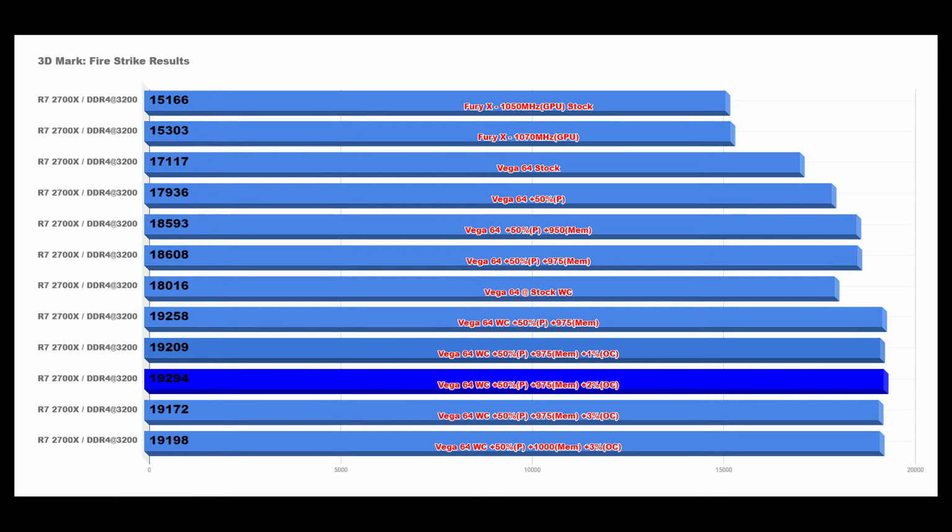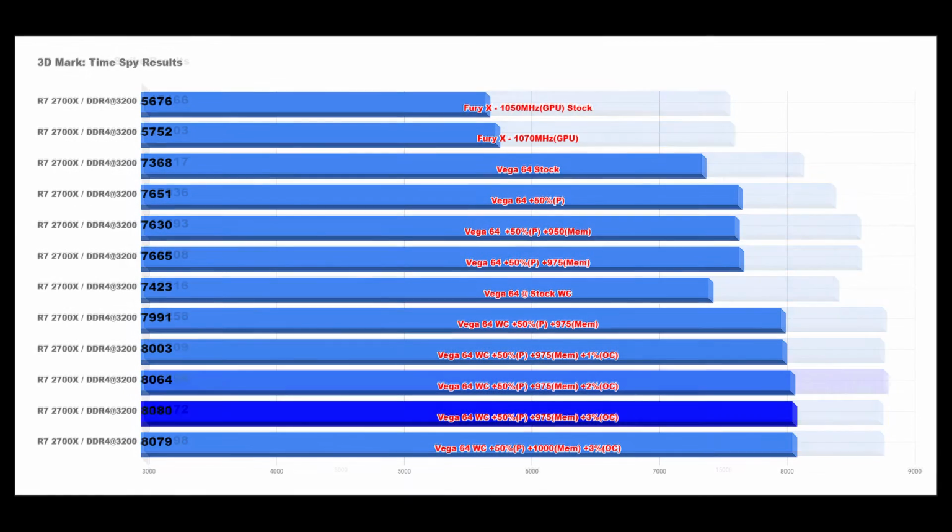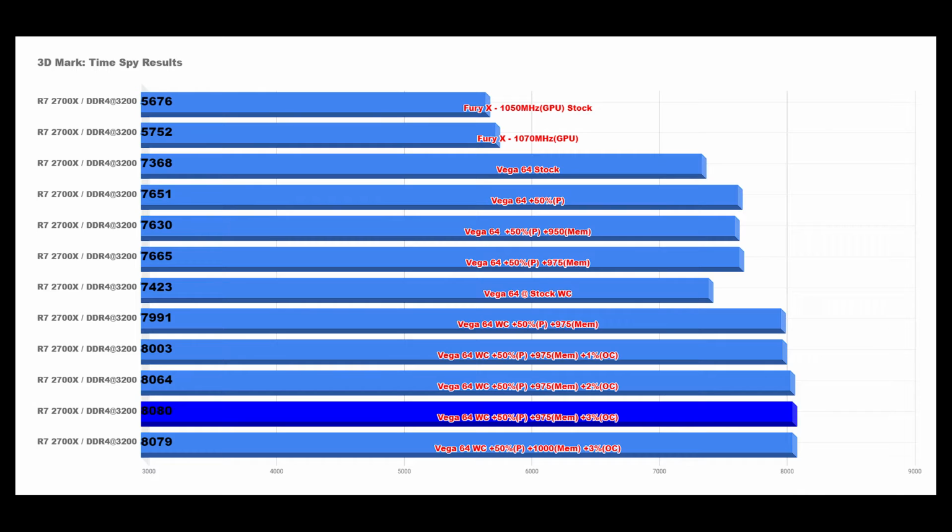Now you combine all that in addition to a 50 megahertz memory increase and a 2% overclock on the GPU, and we're getting 12.71%, giving me my highest Fire Strike score at the time of filming of 19,294 points.